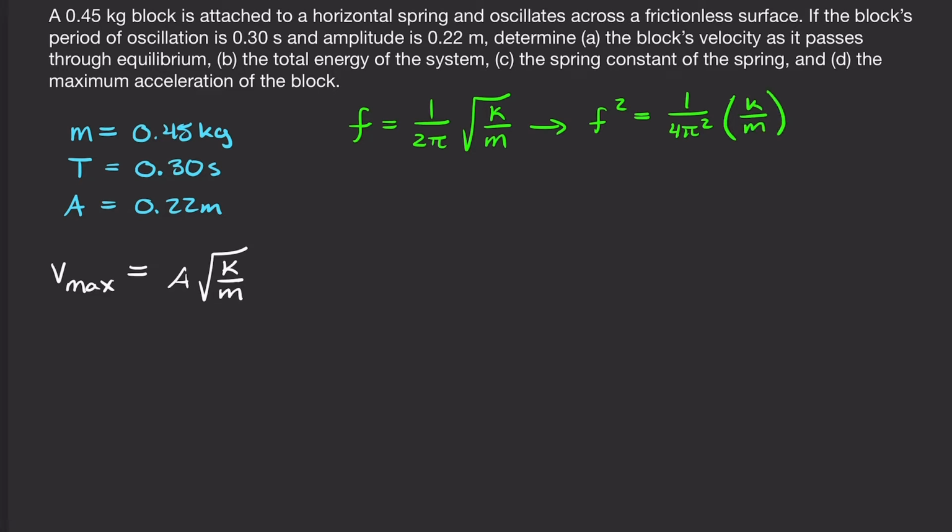And now I can solve for k. So k equals, multiply by 4 pi squared to get it to the other side. And then I'll also multiply by m. So I'll get f squared times m.